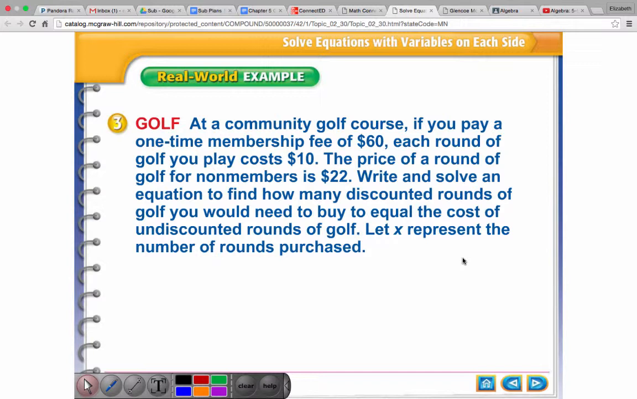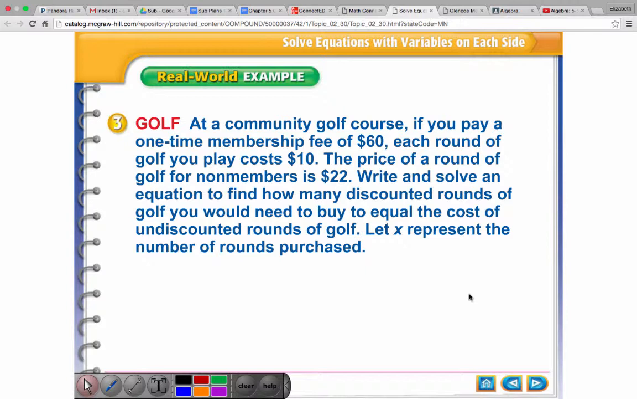Alright, so we have our real world example where we have at a community golf course, if you pay a one-time membership fee of $60, each round of golf you play costs $10. The price of a round of golf for non-members is $22. Write and solve an equation to find how many discounted rounds of golf you would need to buy in order to equal the cost of undiscounted rounds of golf. Let X represent the number of rounds purchased.